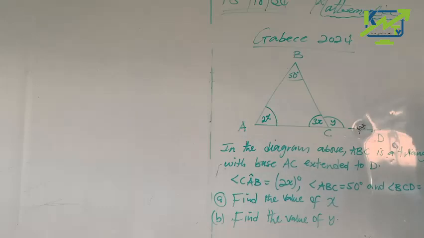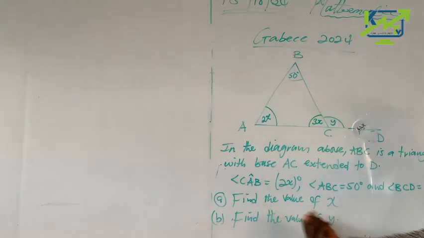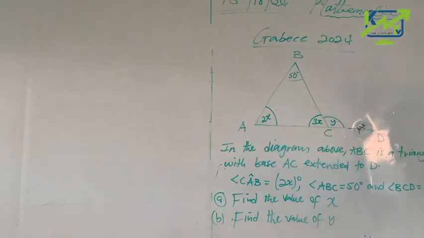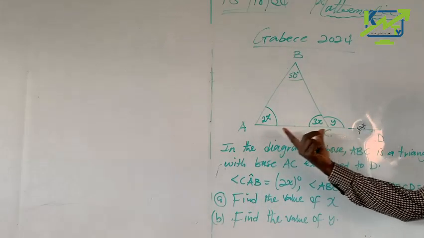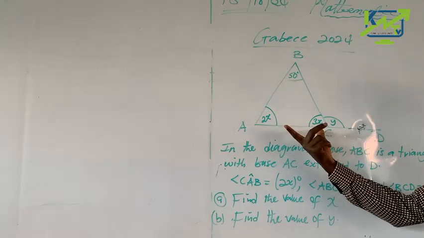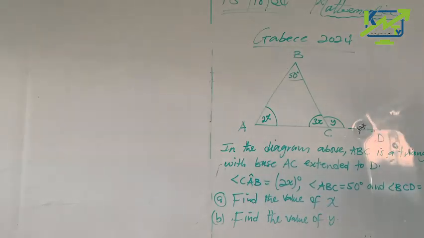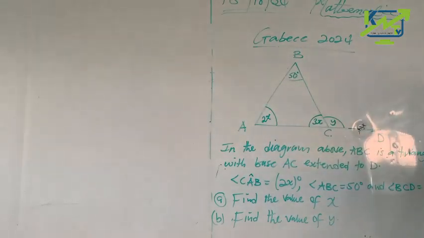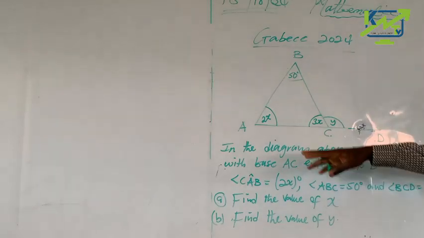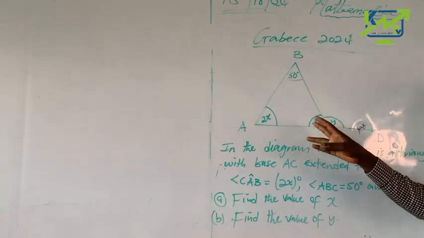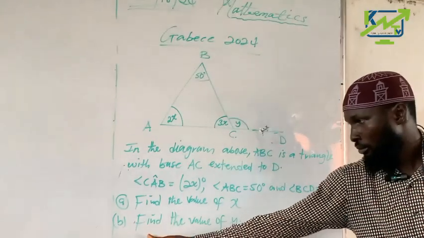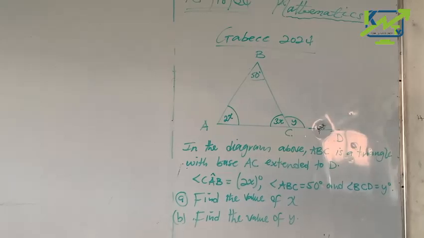Now the question is asking you to find the value of x. They want to know the value of x. If you look at this, we have 2x at angle BAC, and we have angle ACB as another 3x. Then question B asks us to find the value of y. That is the second part.